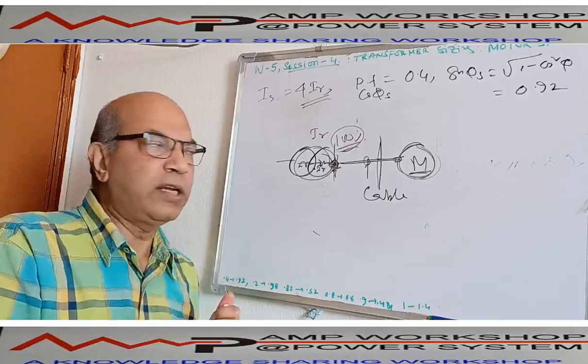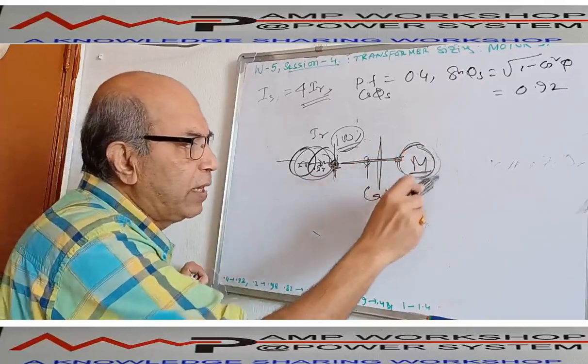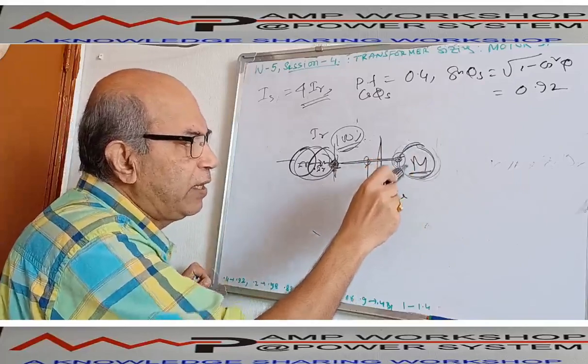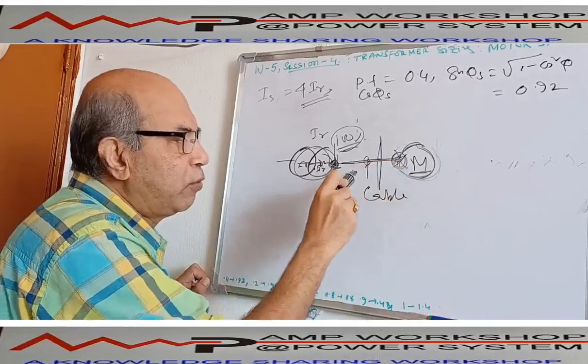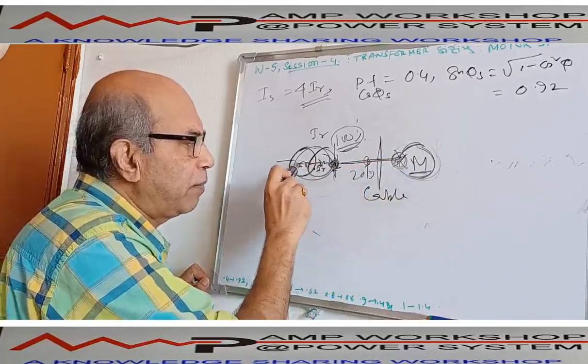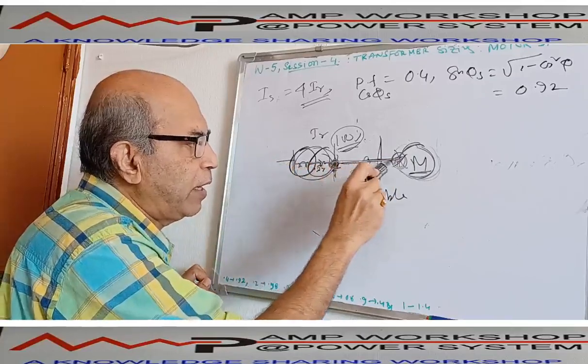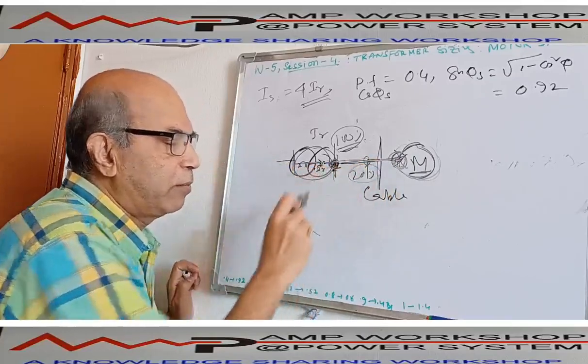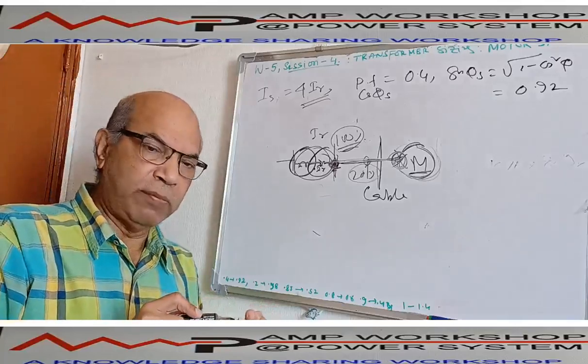That means during starting of the motor, the motor is designed in such a way that it will start at 80% of the terminal voltage. That means a 20% voltage drop from the system transformer and the cable, a total 20% voltage drop, is allowed for a start of the motor.